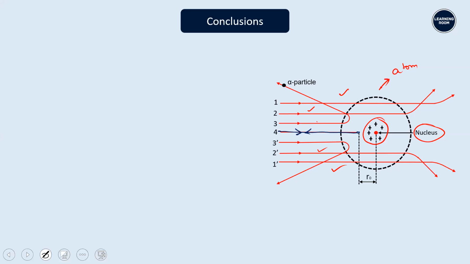So if you try to measure the distance between the nucleus and this point T, where it took the 180-degree turn, then you call that as R naught. Where this R naught is called as the distance of closest approach. It's called as distance of closest approach.